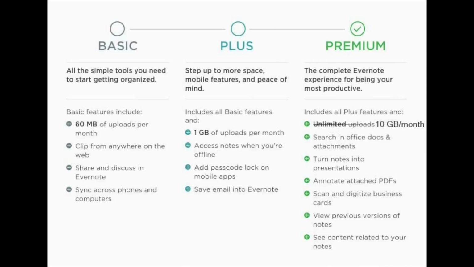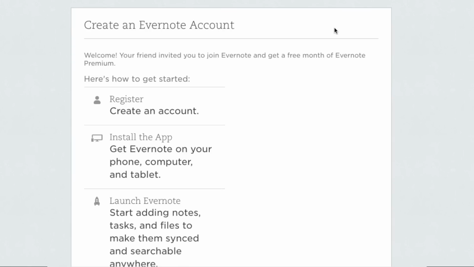But if you're planning to digitize your notebooks or upload pictures, PDFs, etc., then you will have to go for the premium plan, which offers 10 GB monthly upload. Similarly, there are other features like saving emails to Evernote or digitizing and scanning documents that are only available for premium members. However, if you want, you can try the premium version for 1 month at no extra cost.